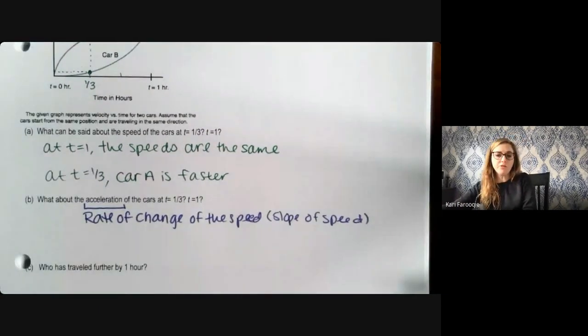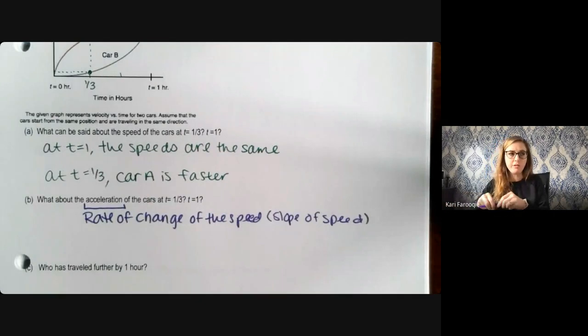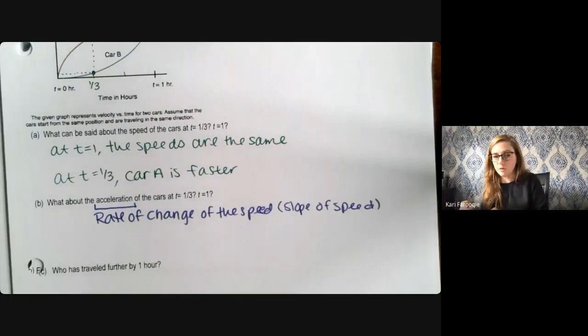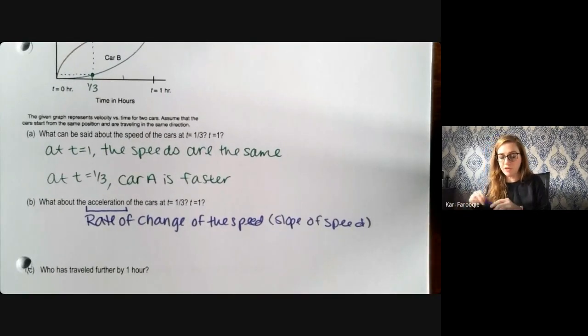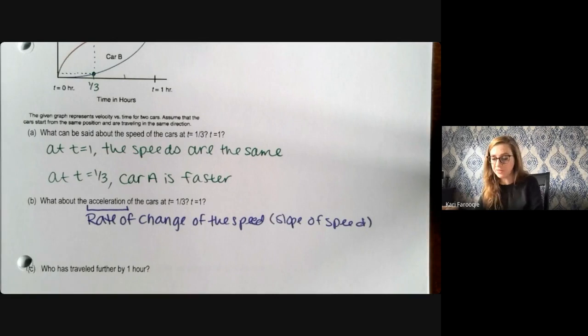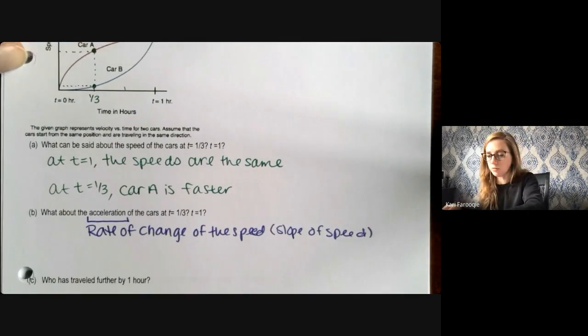Okay, so the rate of change of the speed is how your speed is changing over time. We're going to talk about this down at the bottom using a second derivative, but it's the rate of change of the rate of change if we're thinking about distance. So if we're talking about the rate of change of your speed, then what we need to do is look at the slopes of the speed. Now at t equals 1/3 and t equals 1, let's see.